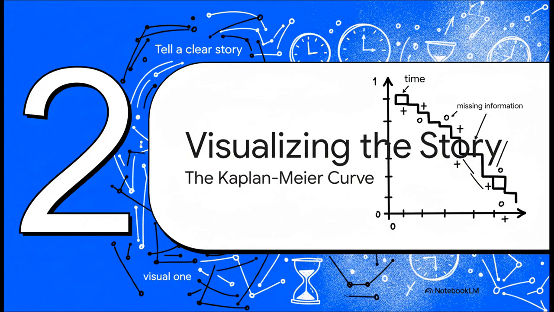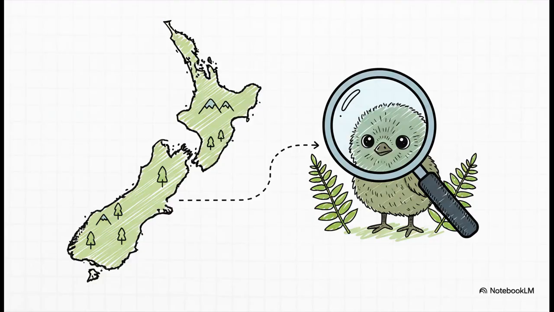So how do we actually handle all this messy, incomplete data and still make sense of it? Well, we start by drawing a picture. And the first tool we're going to pull out of our toolkit is a special kind of graph that does a beautiful job of visualizing survival over time. It's called the Kaplan-Meier curve. To see how this thing actually works in the wild, we're going to follow a real study from New Zealand.